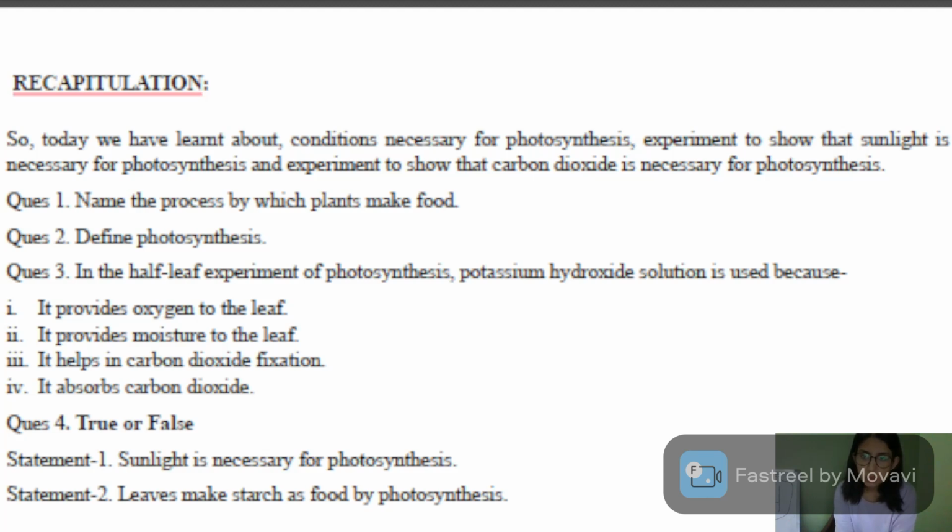First, it provides oxygen to the leaf. Second, it provides moisture to the leaf. Third, it helps in carbon dioxide fixation. And fourth, it absorbs carbon dioxide. So what is the correct answer out of these?